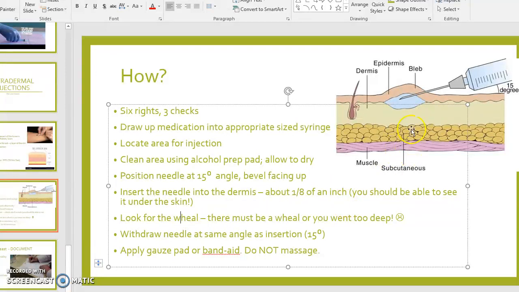So you'll just give a tiny little bit and see if it starts forming a wheal. If not, then you need to draw back a little bit. Okay, so you should be able to see the needle under the skin. You should look for the wheal.